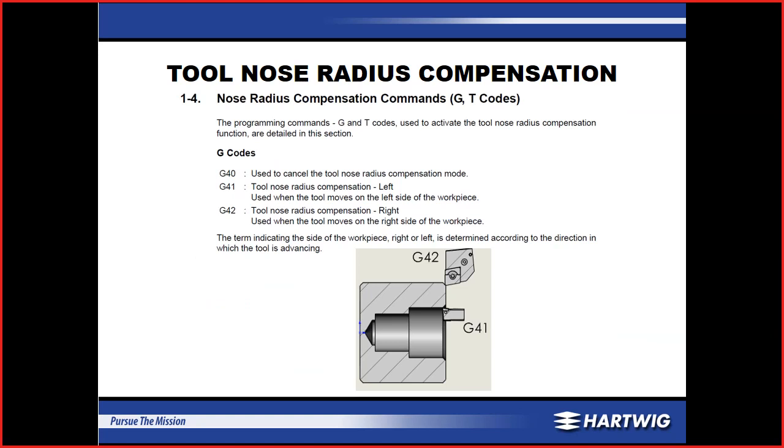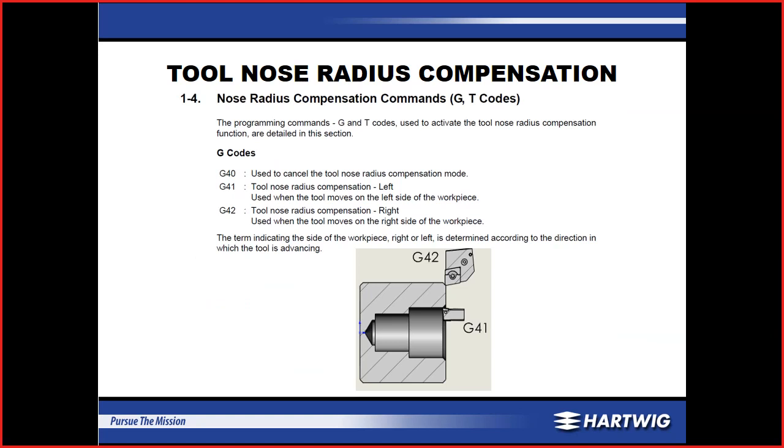G41 is going to be my tool nose compensation left, which is my boring bar on this part. As the way the tool travels from front to back, we need the nose radius to be on the left side of the path. And G40 is used to cancel tool nose radius compensation.